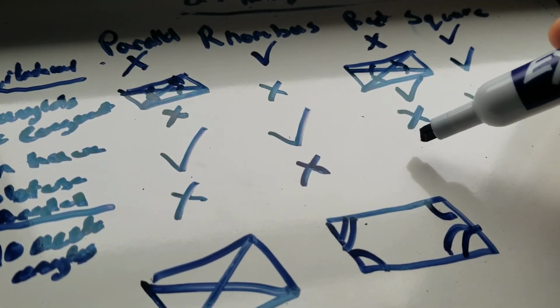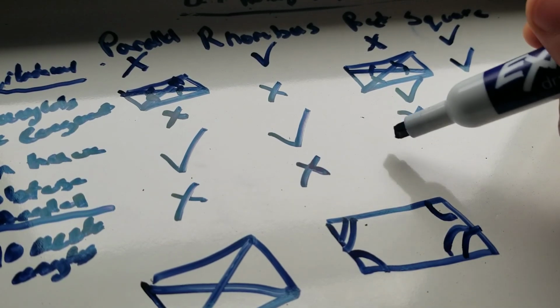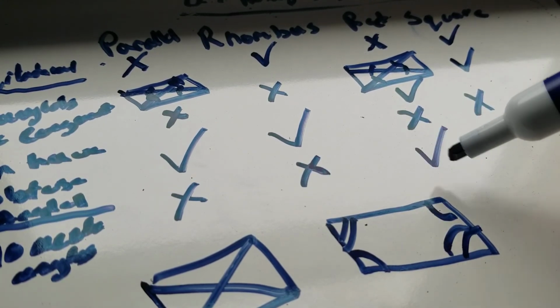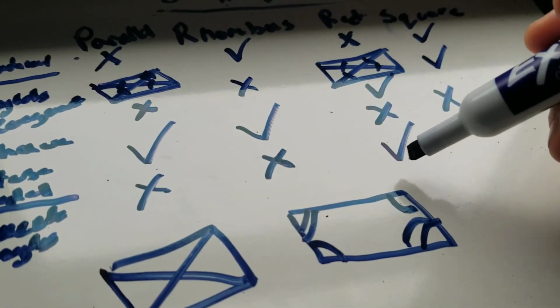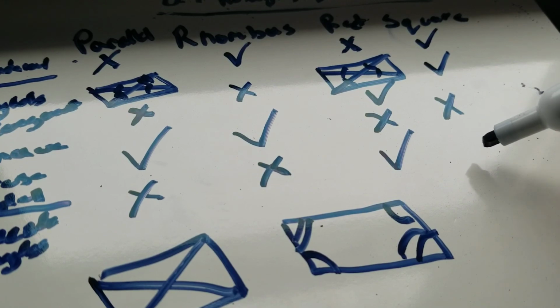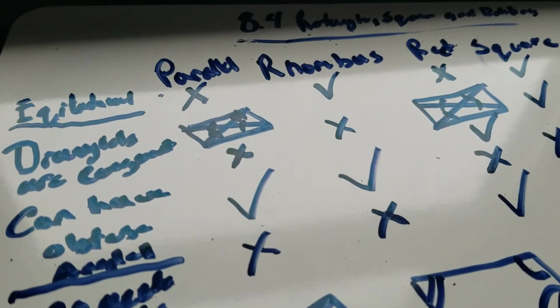A rectangle by definition has all right angles. So since they're all right angles, it cannot have any acute angles. So when it asks, does it have no acute angles? By definition, a rectangle does not have any acute angles. Same thing with a square, the same reasoning as rectangles.